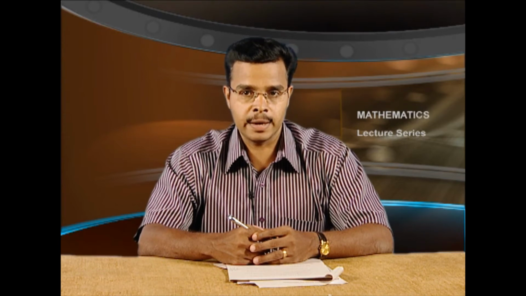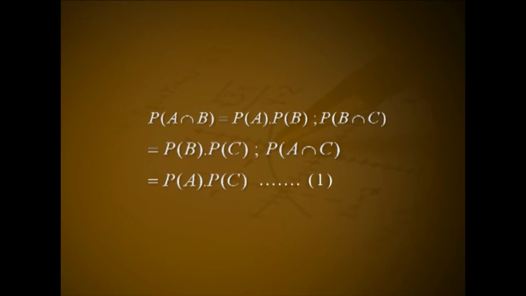Proof. Given A, B and C are pairwise independent, this implies P(A ∩ B) = P(A) P(B), P(B ∩ C) = P(B) P(C), P(A ∩ C) = P(A) P(C).